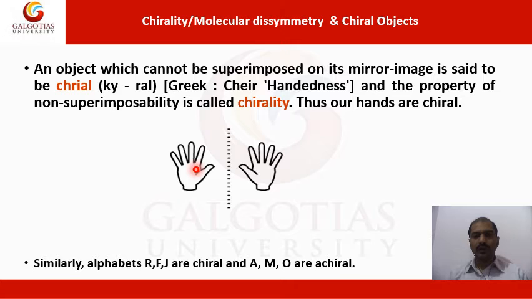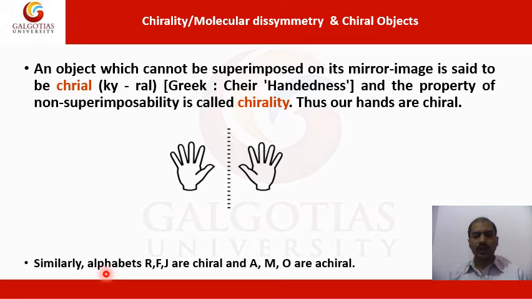Similarly in the case of chemical compounds, in any organic compound, if this kind of condition comes, then that molecule is called chiral. And if there is a carbon atom which is surrounded by four different atoms or groups, then that carbon atom is called a chiral center. Similarly, many objects are also chiral apart from these examples.